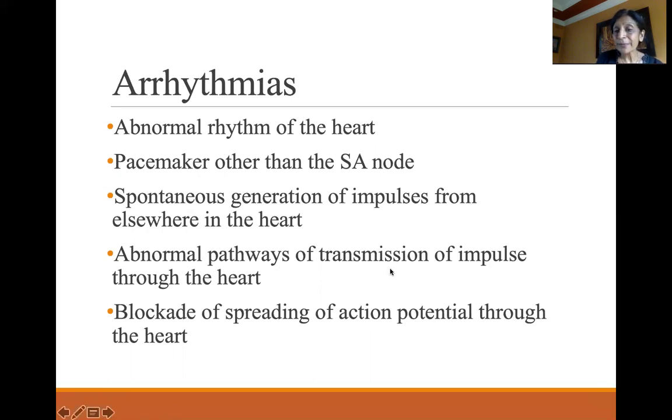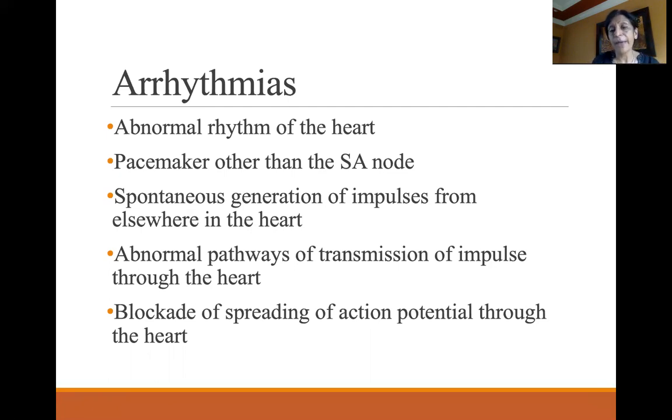Abnormal pathways of transmission of impulses through the heart. We saw the pathway from the SA node to the AV node and so on, but here the pathway may be a different one, an abnormal one, that would include the pathway that basically circles within the atria, within the ventricles.